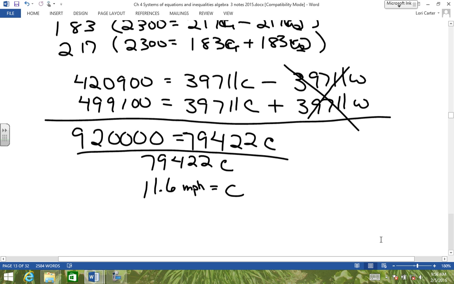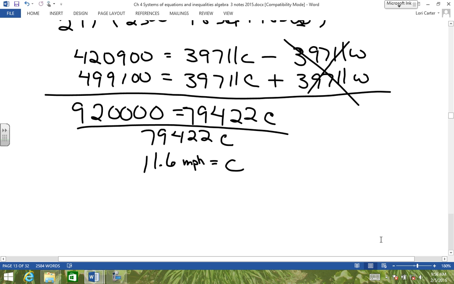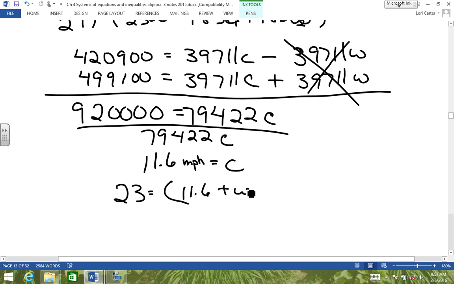Are you gonna figure out the water? You plugged the C in. You want to figure out the water? What was the original? 23 equals R1 plus R2. So it's going to be 11.6 plus the water times 1.83. And then you just distribute and solve.